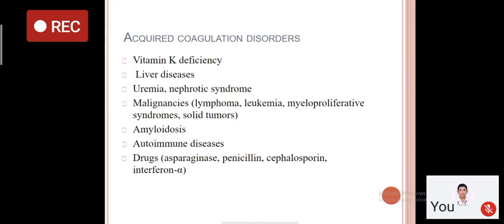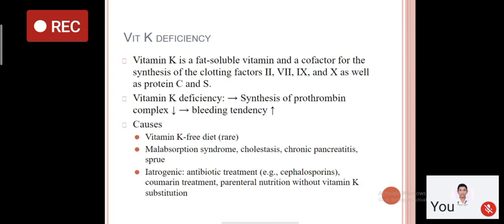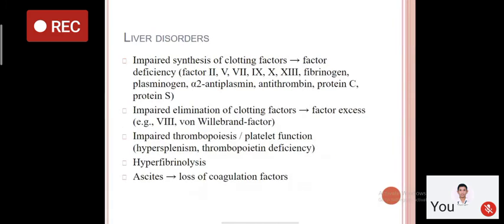may be bleeding tendencies. Similarly, in patients who are having liver disease or the secondary uremia, nephrotic syndrome, certain malignancies, they can also have this acquired form of coagulation abnormalities, autoimmune disorders, and drugs. So all these conditions they can happen. So this is vitamin K deficiency, in which synthesis of prothrombin complex is decreased and bleeding tendency is there. Causes we have already discussed.